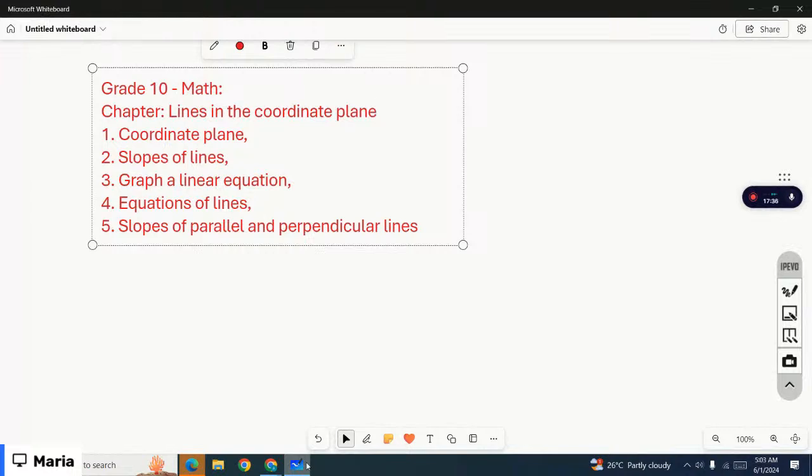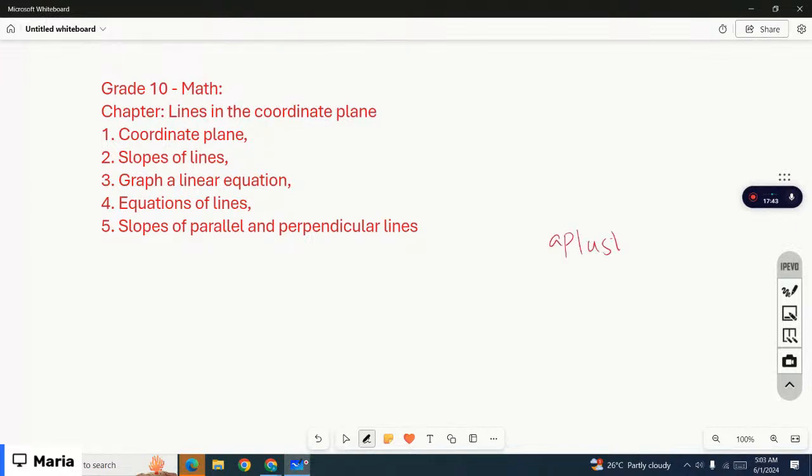We are here for grade 10 math. You can find all of this at plusstudents.com.